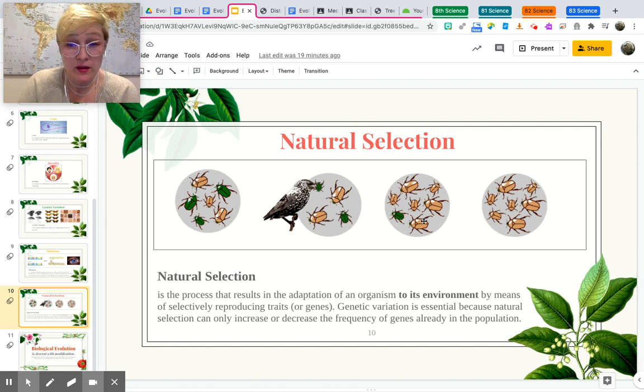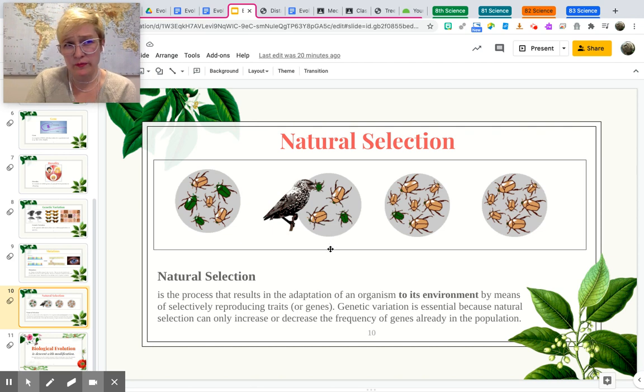Over time, there's going to be less of the green beetle, and more of the brown beetles are going to survive. More of the brown beetles are going to pass on their brown beetle genes to create more brown beetle offspring. And eventually, the population will be mostly brown beetles. Natural selection is often called survival of the fittest. In this scenario, the brown beetle trait was more beneficial.